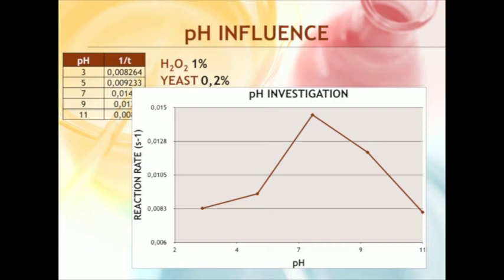Enzymes work specifically on certain pH. If a change in pH occurs, it will slow down the rate of reaction. If the solution is too acidic or too basic, the catalase is affected. This is why cells should be neutral too.